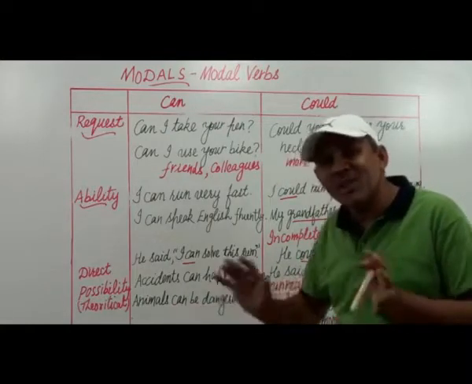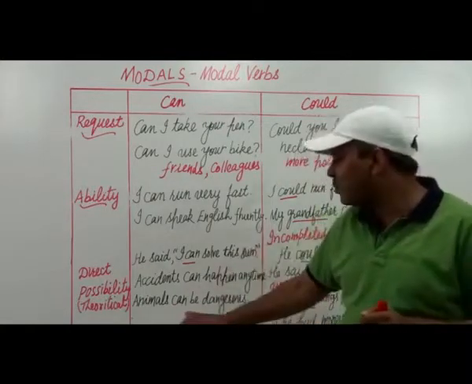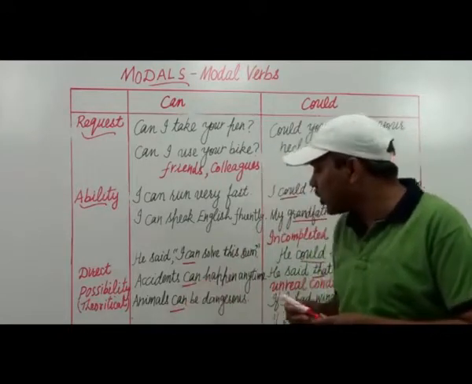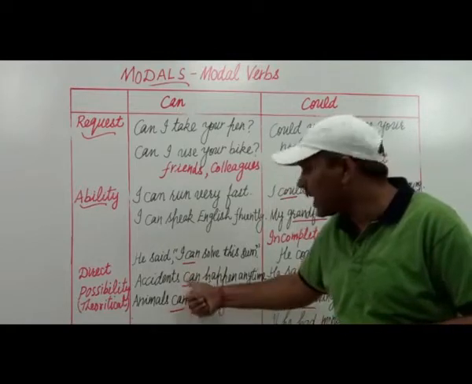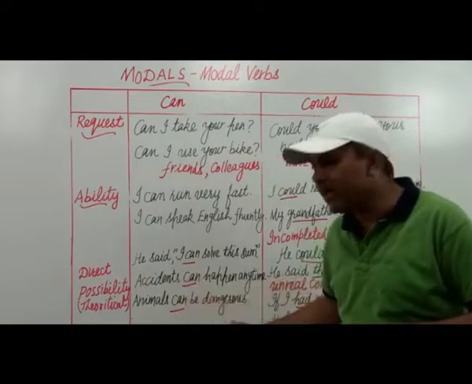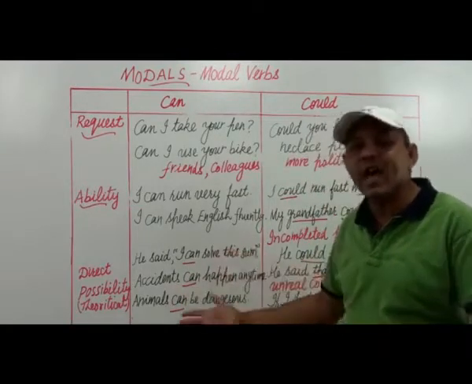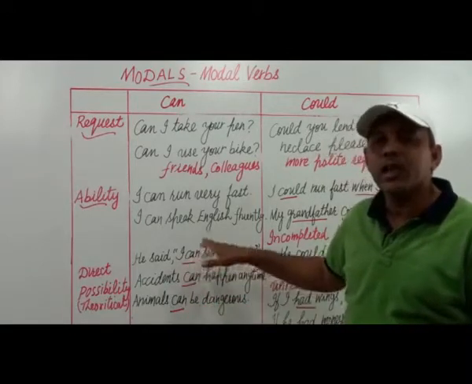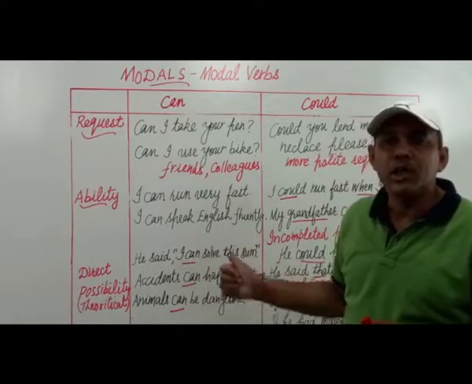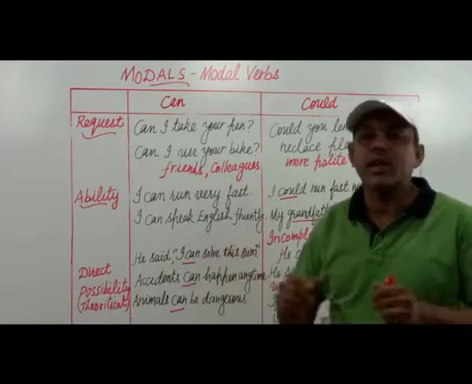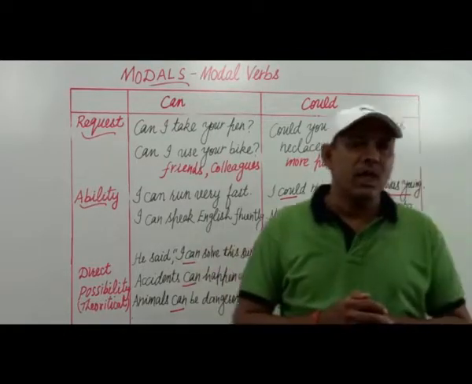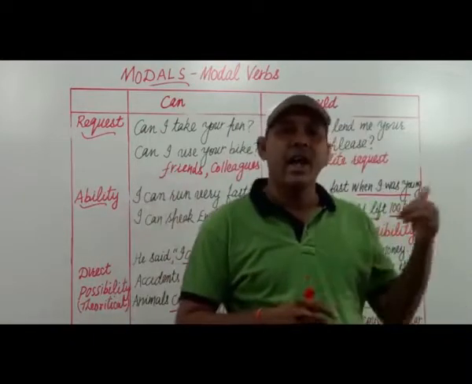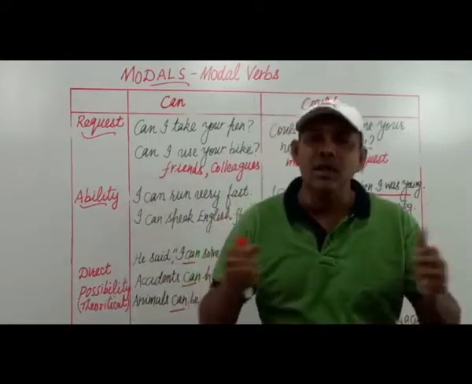ये वाला सेंटेंस कई बार 10th और 12th के बोर्ड एग्जाम में पूछा गया है कि फिल इन द मॉडल वर्ब. इन केस ऑफ थियोरेटिकल पॉसिबिलिटी वी यूज कैन. Animals can be dangerous, accidents can happen anytime. In this way, and in direct speech, if can is used as a modal verb, use could in case of indirect speech. In this way, we have discussed the uses of can and could as modal verbs.